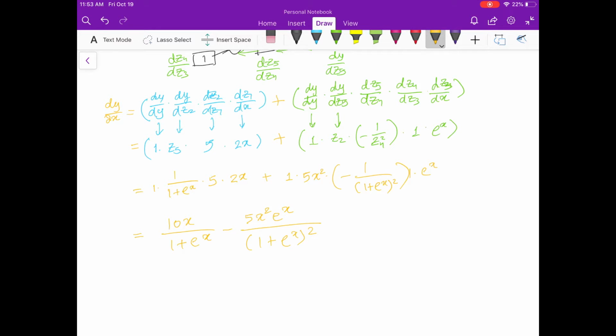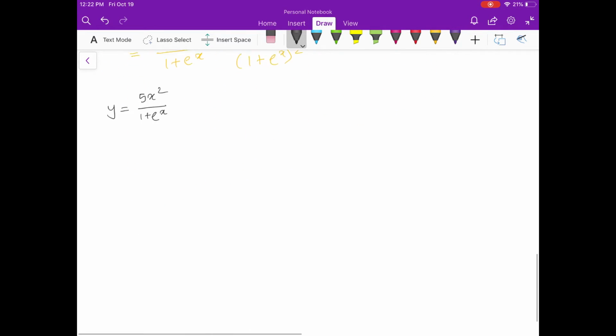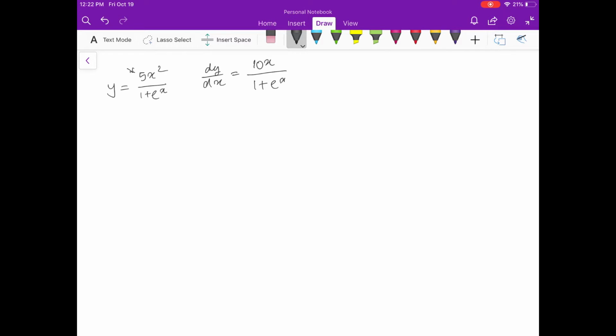Right, and all the workings in yellow are just to show that this actually does resolve into the derivative of y with respect to x if we were to do it manually using the chain rule and the product rule ourselves. So let's verify that this is indeed true. We have y equals 5x squared over 1 plus e to the power x, right? And dy/dx. Let's differentiate the numerator first. So that's 10x over 1 plus e to the power x.